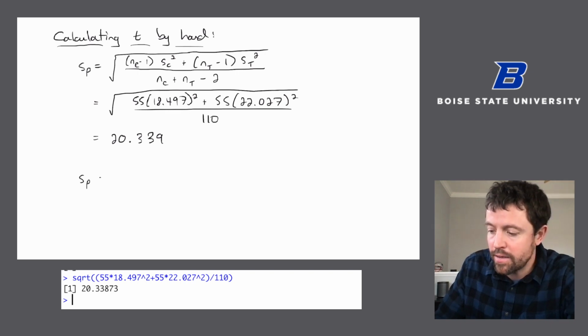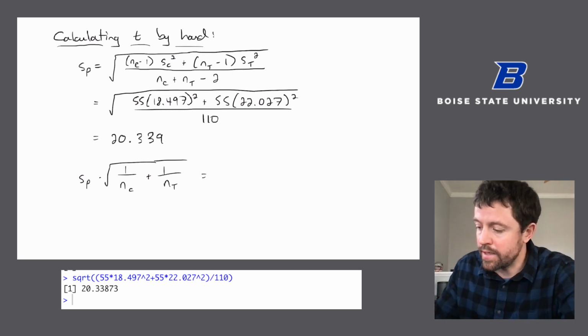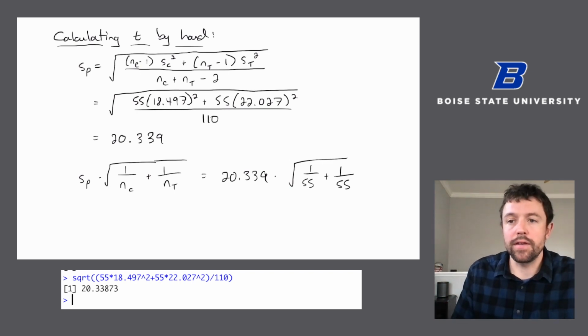I'm going to calculate S sub p times the square root of 1 over nc plus 1 over nt. I'll point out these formulas are in your workbook at the end of section 6.1. So if you're looking for where these things show up, that's where. So here that's 20.339 times the square root of 1/55th plus 1/55th. So let's type that in.